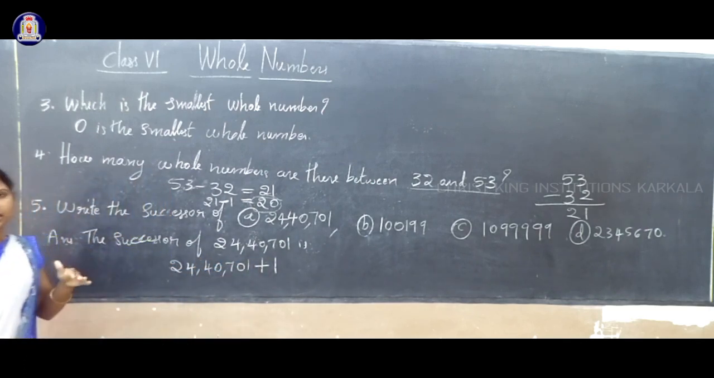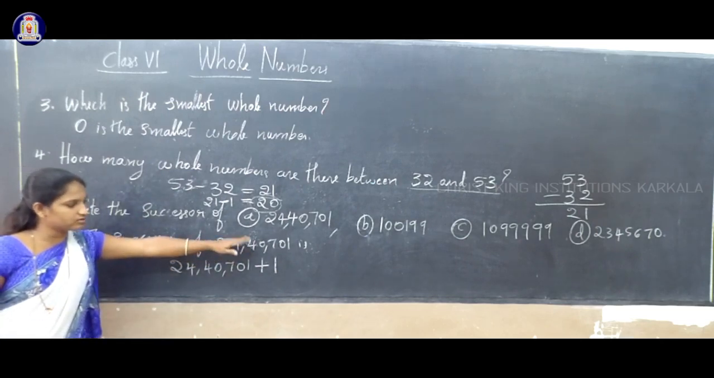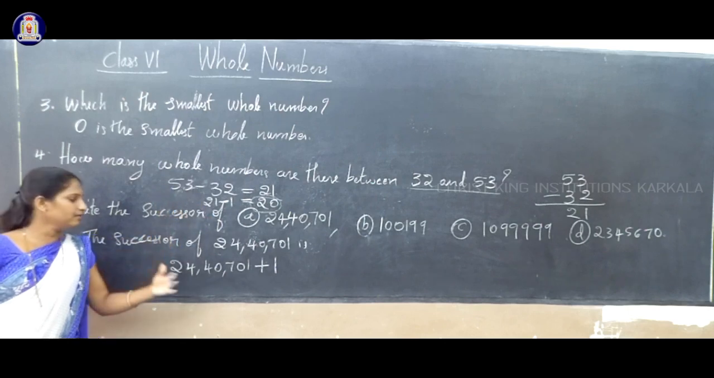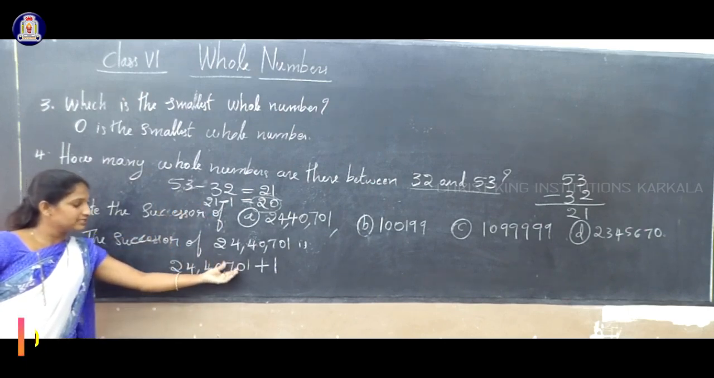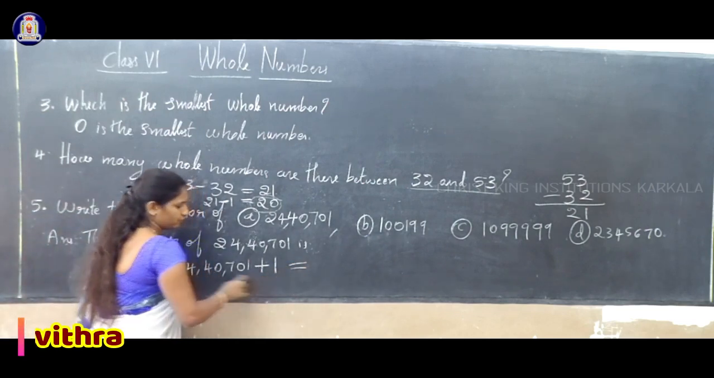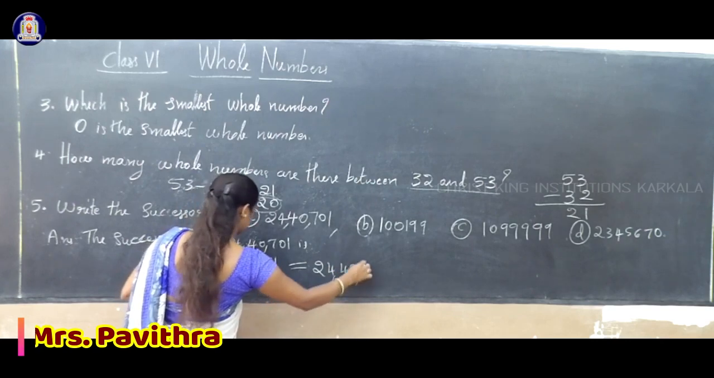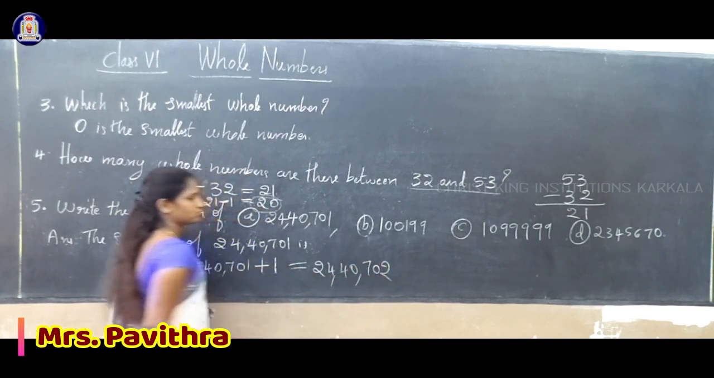Successor means next number. 24 lakh 40,701. The next is 24 lakh 40,702. The successor of this number, if you add plus 1, we get 24 lakh 40,702. So this is the answer.